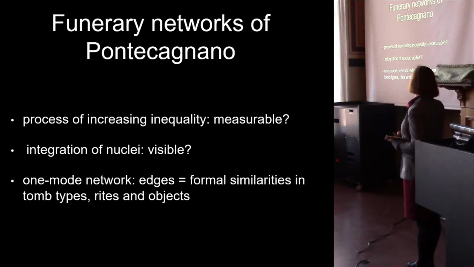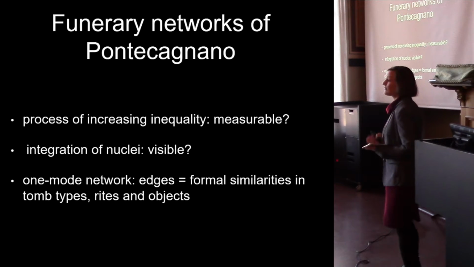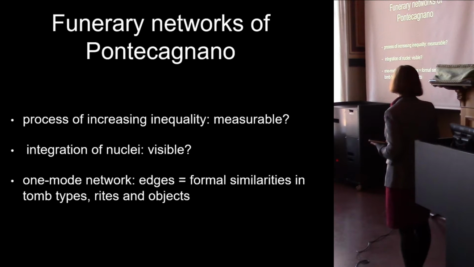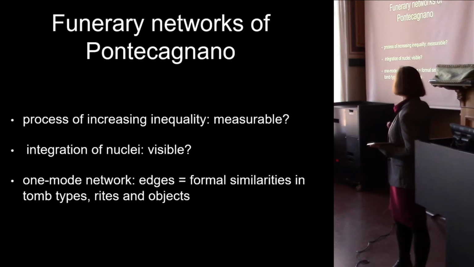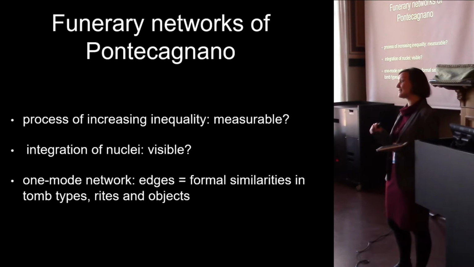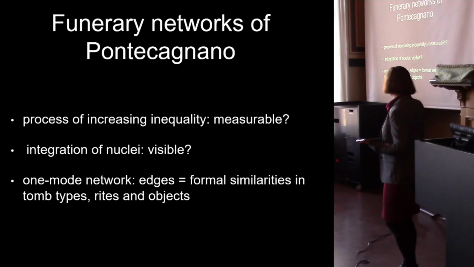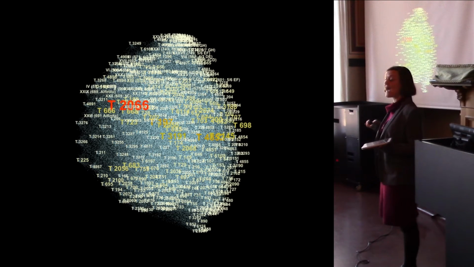So, the funerary networks of Pontecagnano, as I said, a process of increasing inequality, of social stratification. I want to know, is this measurable? Is the integration of the nuclei visible? In this case, I've made a one-mode network with the edges based on formal similarities in the tomb. Every time a tomb has the same object as another tomb, it receives a line. So, an extremely dense network, as you can see, because some of the tombs have like 50 objects.